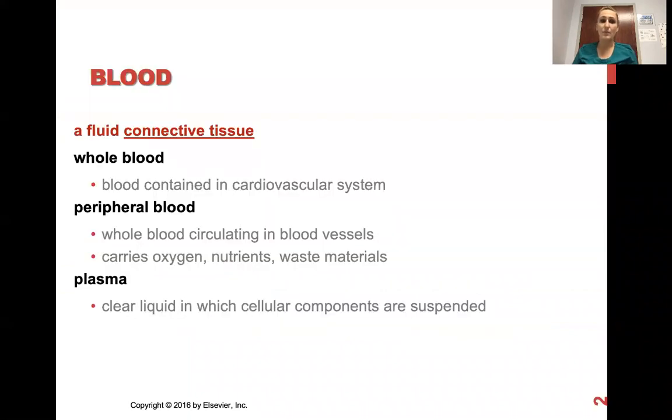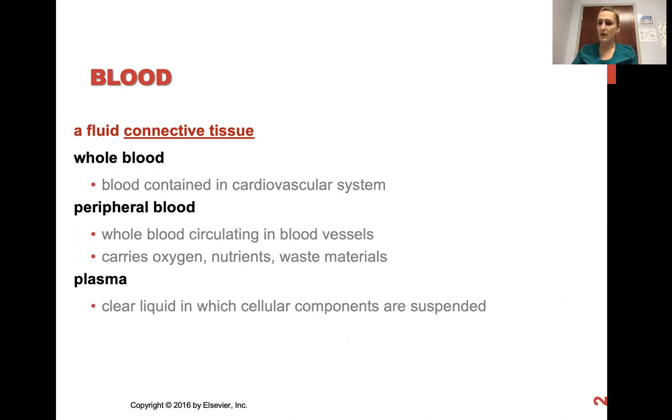Blood. What is blood? Blood is a fluid, and it's a type of connective tissue. Kind of like cartilage is a connective tissue that's very specific, and bone is a connective tissue that's very specific. Blood is a very specific yet fluid connective tissue. There are different parts or kinds, I guess you could say.